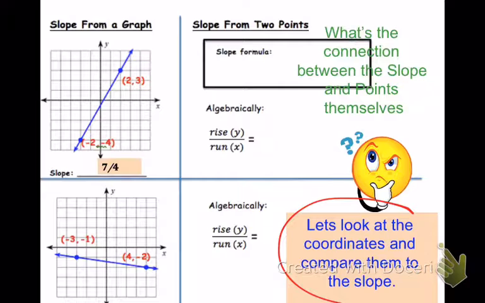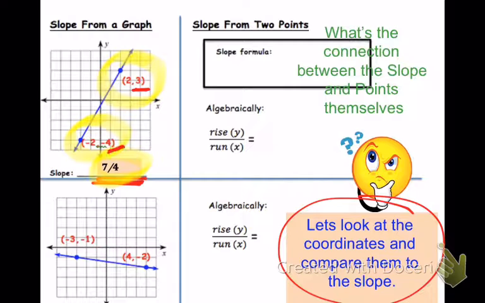We're going to look at our coordinates and decide what is the connection between our coordinates and our slope right here. So looking at the slope and the 2 individual coordinates, I know that the 7 over 4 comes from the 2 points, so it has to come from those numbers. Let's look at the number 7, which is the rise. Rise means up and down. So if I'm looking at the rise, I'm looking at the y values.